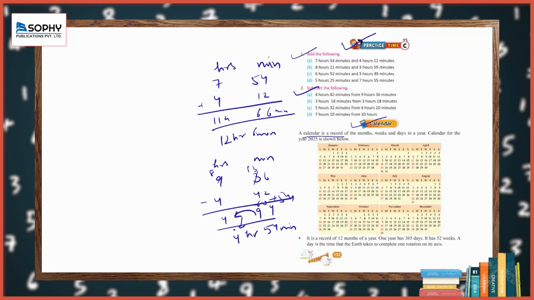Now let's start with the calendar. A calendar is a record of the months, weeks and days in a year. Now here is a calendar: January, February, March, April, May, June, July, August, September, October, November and December. It is a record of 12 months of a year. One year has 365 days, it has 52 weeks, and a day is the time Earth takes to complete one rotation on its axis.